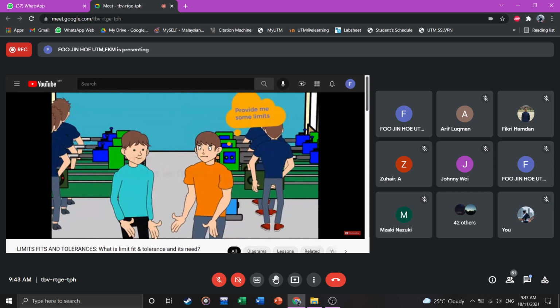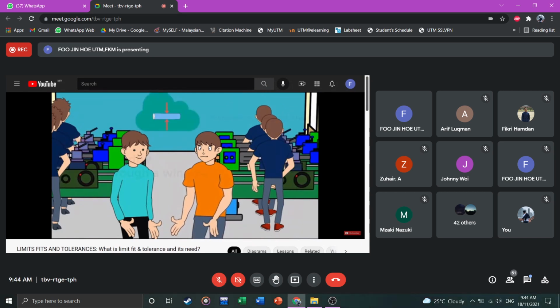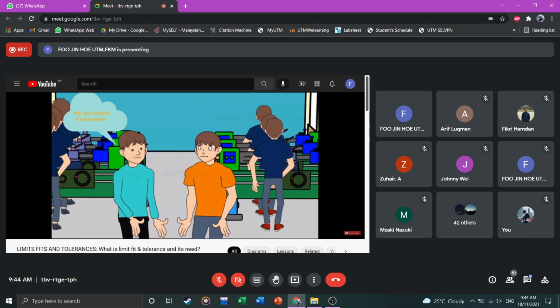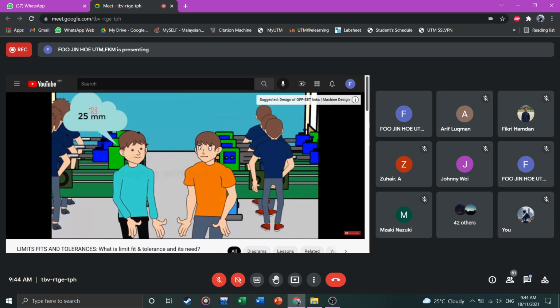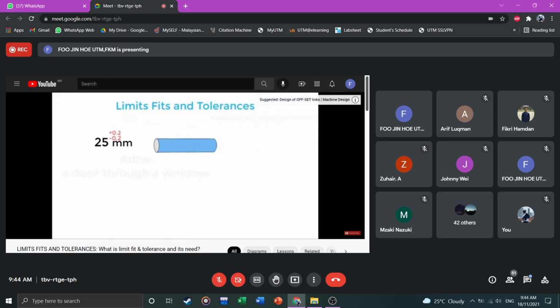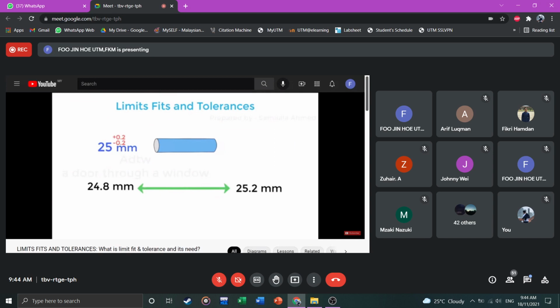Therefore, you ask the customer to provide you with some limits between which your manufactured product should lie, so that if your manufactured part is a little more or a little less than 25 millimeters, the customer should not reject it. And the customer, based on his requirement, will say, my rod should lie between limits of plus or minus some dimension. Let's take customer says plus or minus 0.2 millimeters. That means your manufactured shaft should lie between 24.8 millimeters to 25.2 millimeters.